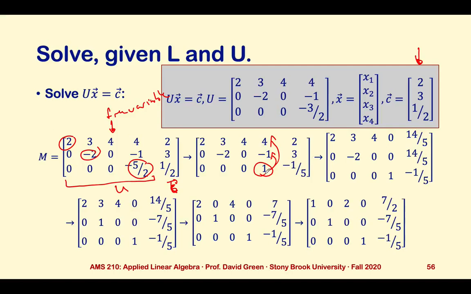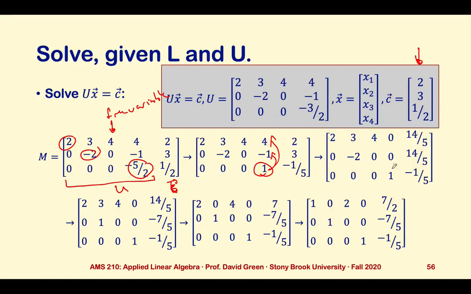Negative 1 plus 1 is 0. 3 minus 1/5 is 14/5. And we subtract 4 times the third row from the first. 4 minus 4 is, of course, 0. And 2 minus negative 4/5 also happens to give us 14/5.